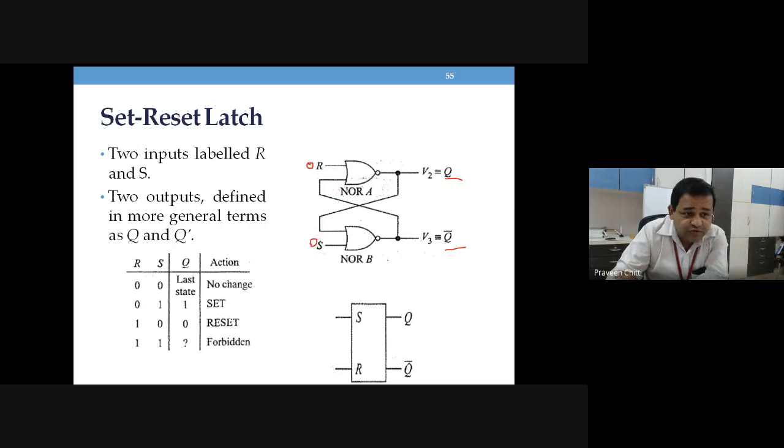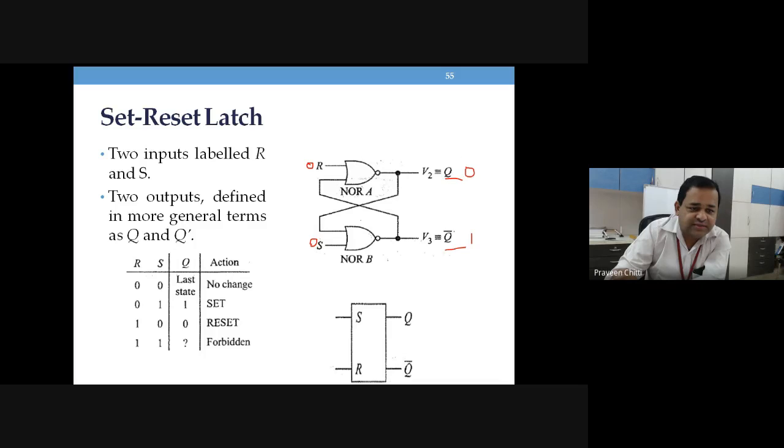Now, what is the other input to the NOR gate A? It is the Q bar output. And the other input to the NOR gate B is the Q output. That means when you apply input 0, 0, you are not able to tell what is the output of this particular circuit unless and until you know what the previous output of this circuit was. So for the previous output, suppose I take Q equal to 0 and Q bar will obviously be 1, right? This is the previous state.